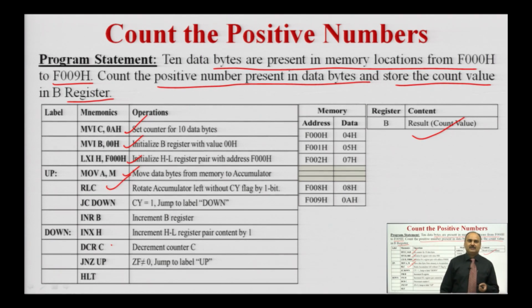So, this way the program will keep the count of positive numbers which are present in the 10 data bytes, and it will store this value in the B register. So, this is the program which is used to count the positive numbers.